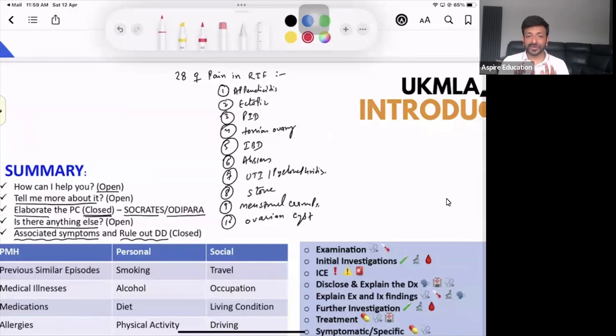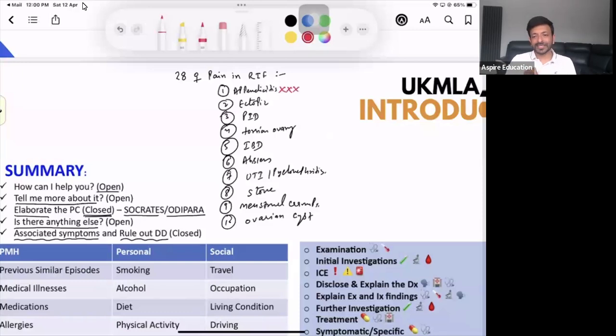Now, what I did, I didn't try to rule out any differential. I just told you the SOCRATES. I just elaborated the pain. Now, with this pain, I said the pain started from the right iliac fossa. It is still here. Can it be appendicitis? The answer is not really, because in appendicitis, the pain starts from the umbilicus, then it goes to the right iliac fossa. So it is less likely to be appendicitis.